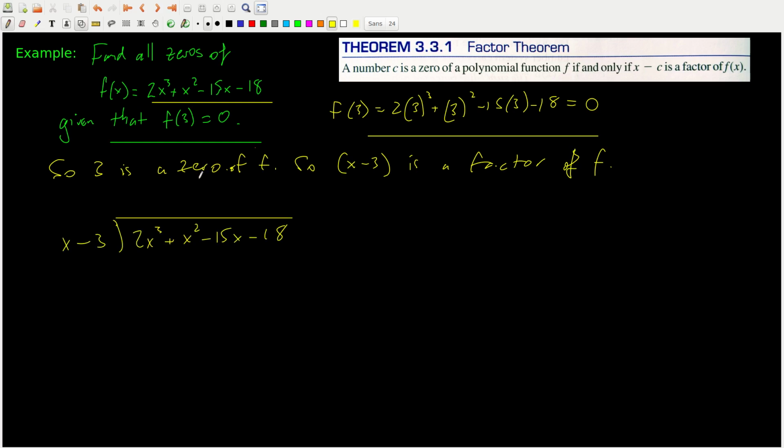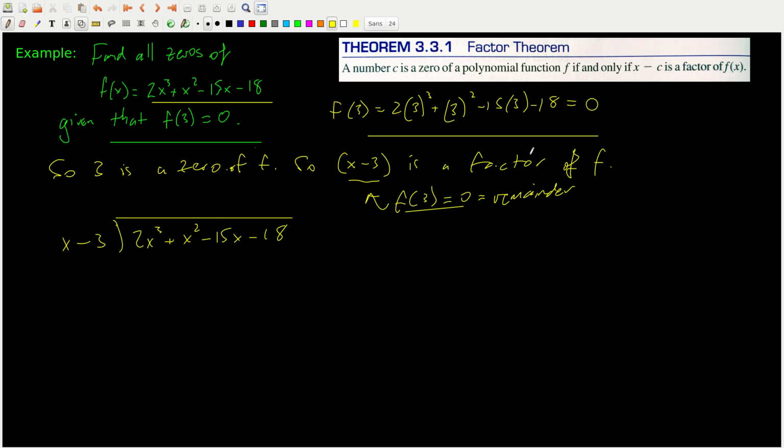So putting that another way, we can set up this long division. I can take the 2x cubed plus x squared minus 15x minus 18 and divide it by x minus 3, because x minus 3 is a factor. And if I divide it by x minus 3, I expect to get a remainder of 0, because by the remainder theorem, I divide it by a linear function, and so the remainder is going to be f of 3. And f of 3 we know is 0, and that's the remainder. So I know at the end of this calculation, I will get the remainder of 0.